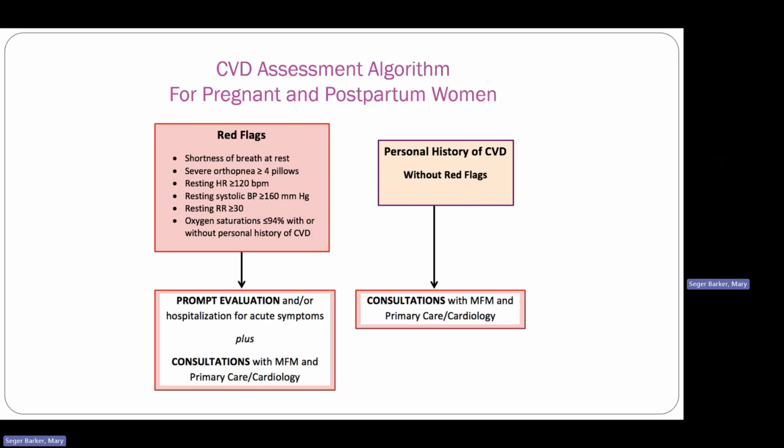And in the OB world, also, we really do promote being an overachiever with the O2 sat in the pregnant woman at 95% or greater, so that she can perfuse that fetus. And then personal history of cardiovascular disease without red flags. It does prompt you to have consultation with both maternal fetal medicine and then cardiology and the primary provider.